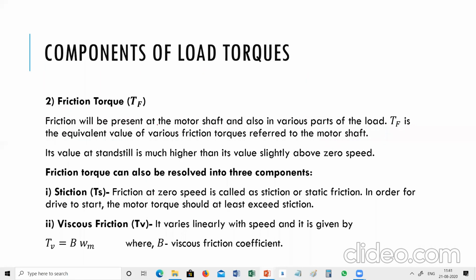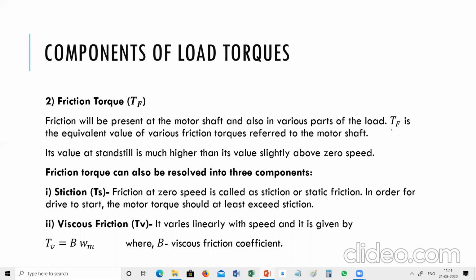The second is the friction torque. Friction will be present at the motor shaft and also in various parts of the load. Maybe the motor is directly coupled to the load; in that case you only have to consider the friction at the motor shaft. But in some cases the load is connected through belts or gears. In that case, the friction between belt and shaft, between gear and shaft, and also between various parts of the gears, you have to consider.